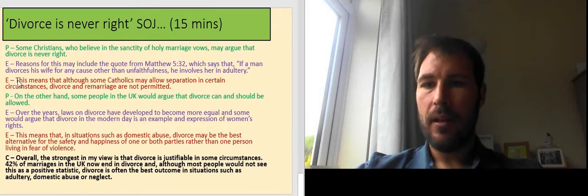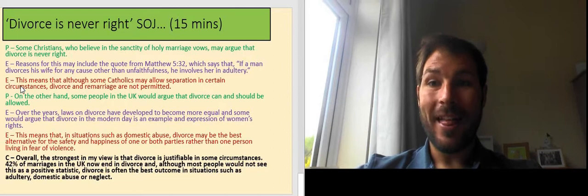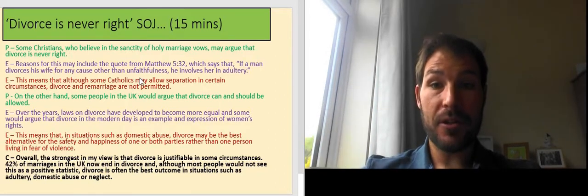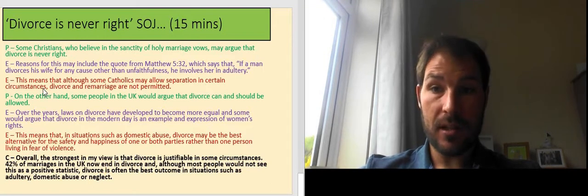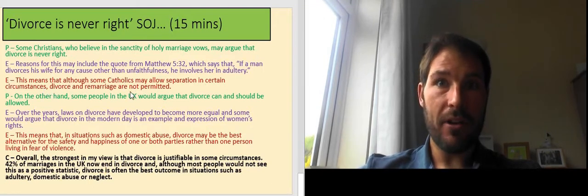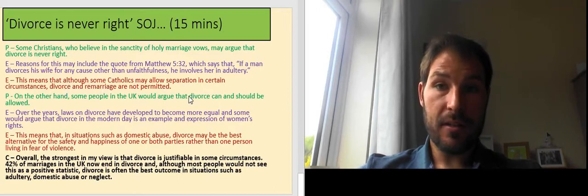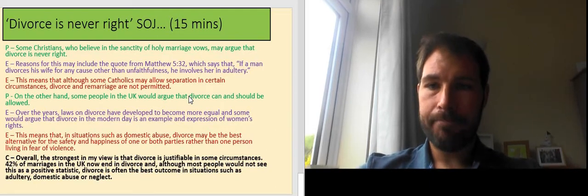Explanation. You can't just leave it there. You need to then reapply it to the question. So, this means that although some Catholics may allow separation in certain circumstances, divorce and remarriage are not permitted. So you could also say divorce and remarriage are never right. So you're repeating the wording of the question.